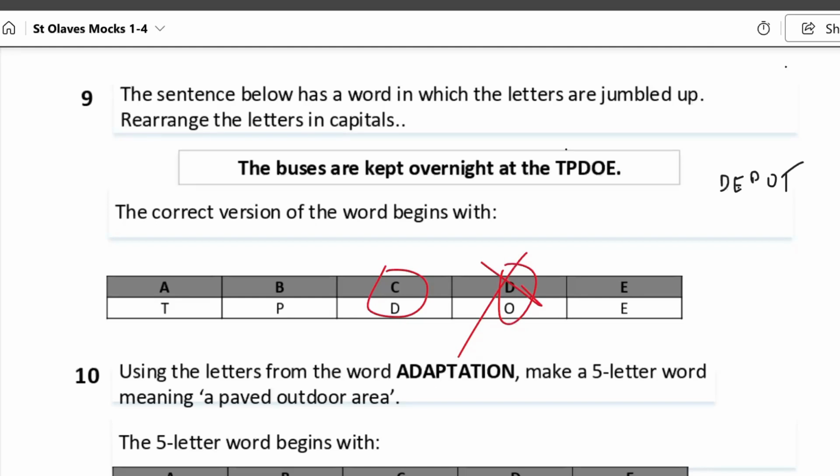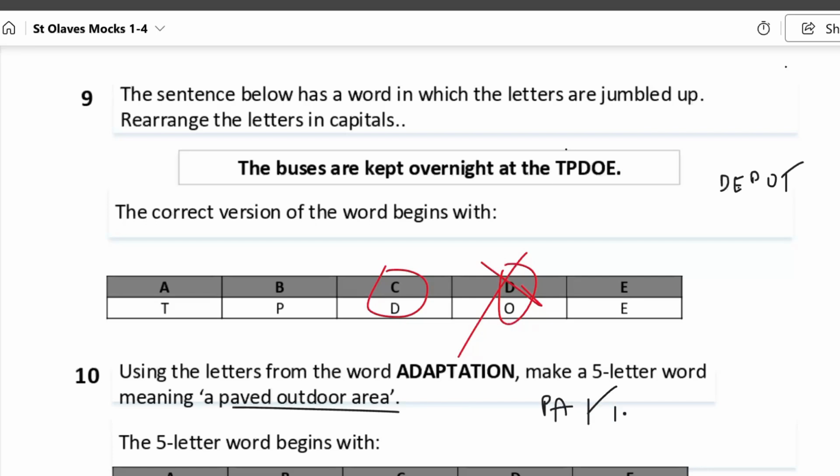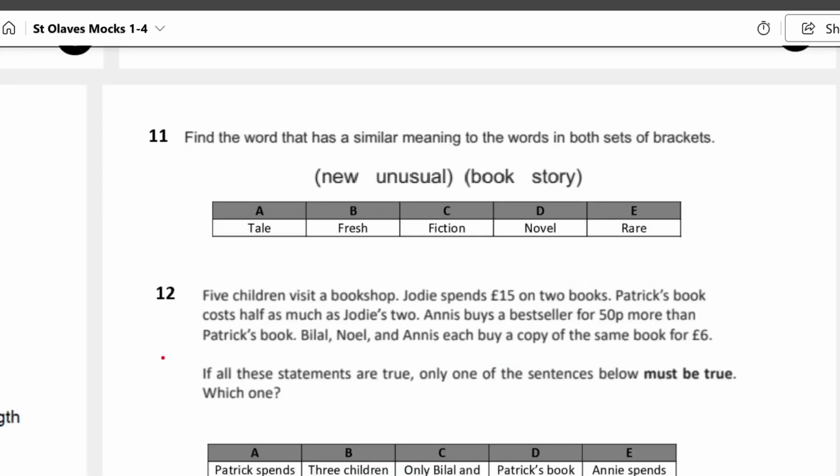So question 10, when I think of paved outdoor area, I think of patio. And can we make patio from this? Yes, you can. P-A-T-I-O. So the 5-letter word begins with P, B.